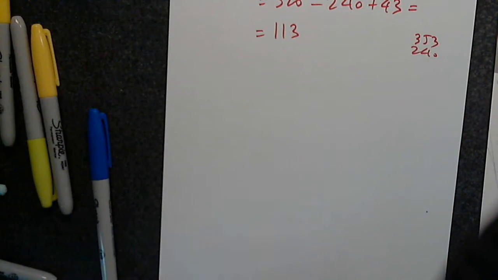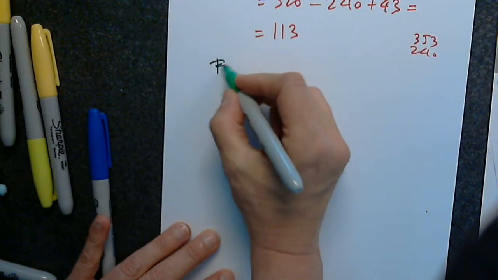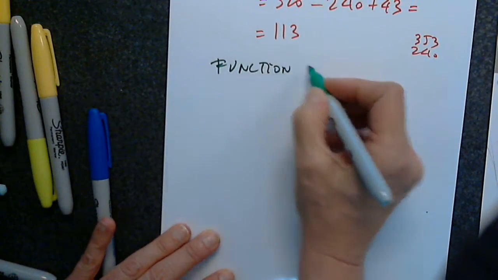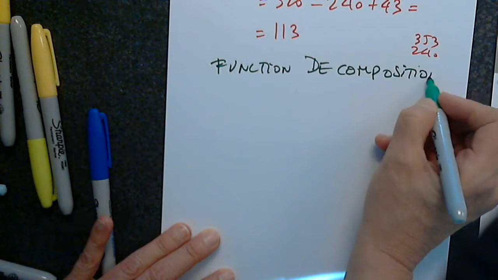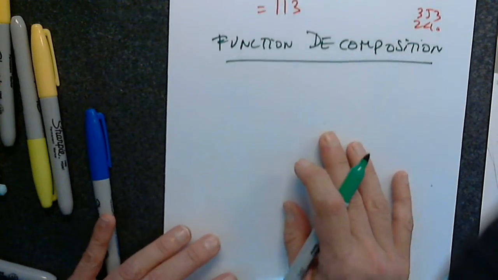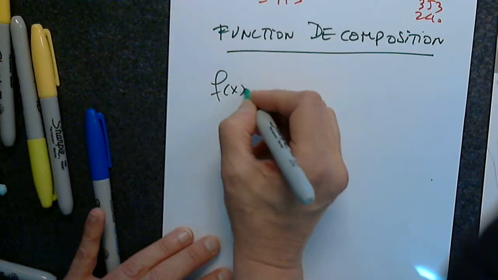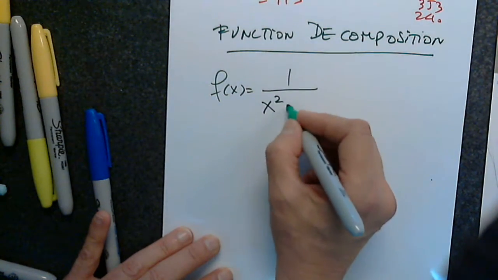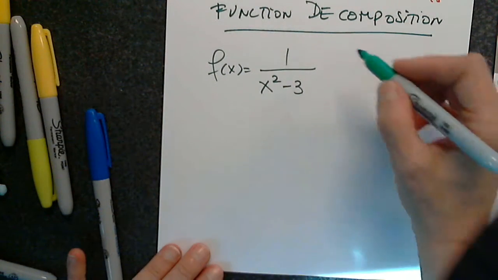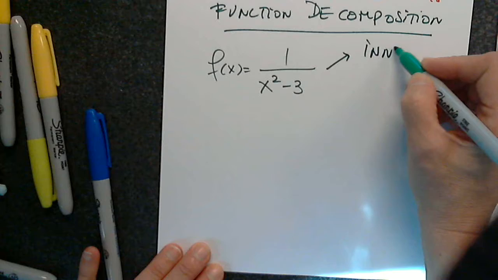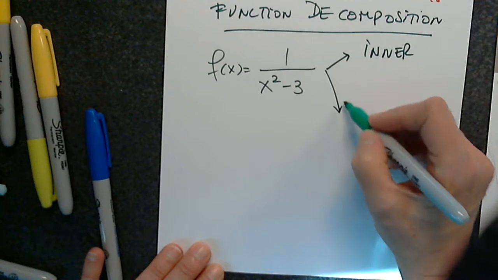Function decomposition. And then we'll look at another example. Function decomposition. We're going backwards, if you want. So I'm going to create this function: 1 divided by x squared minus 3. I would like you to give me an inner function and an outer function.